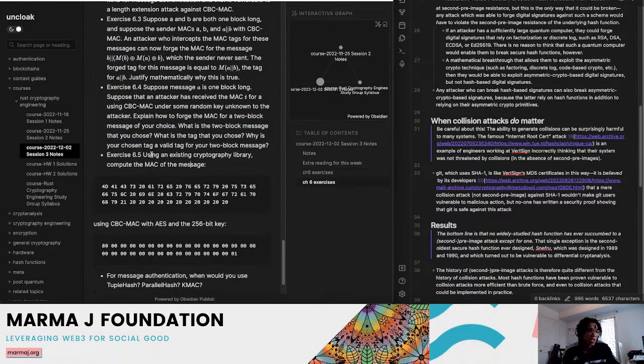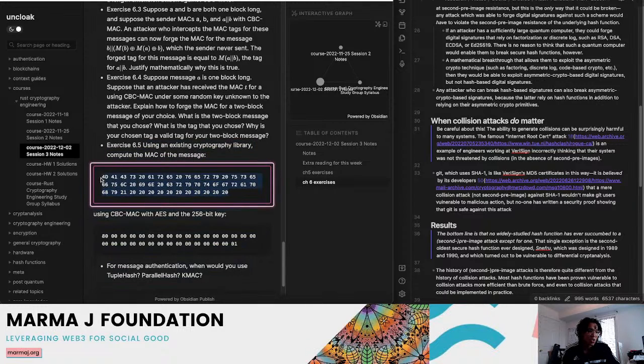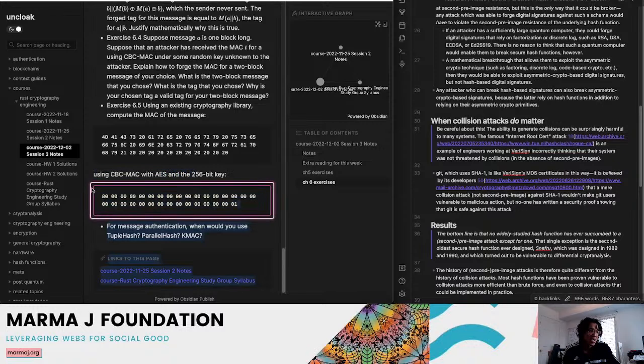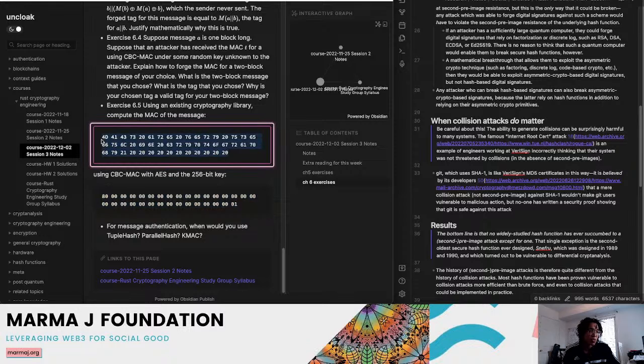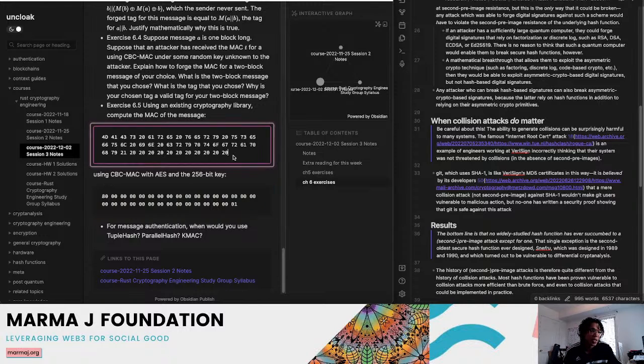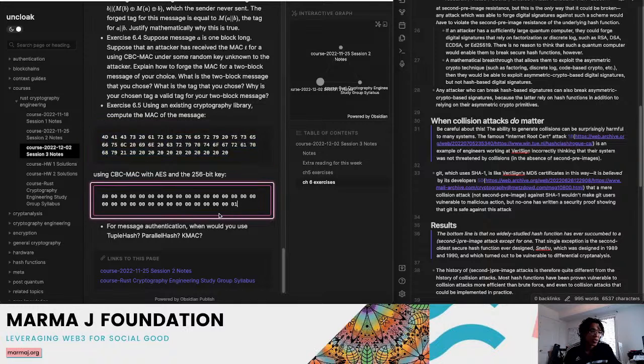And then, using a crypto library, compute the MAC of the following message. So this is the message, so the tag is probably somewhere in here. Using CBC-MAC with AES, and this is the key. So you're just going to put this key in. This is your message. I'm sure your tag is a number of bits, and then it'll give you the MAC, I guess, the authentication key for the message.